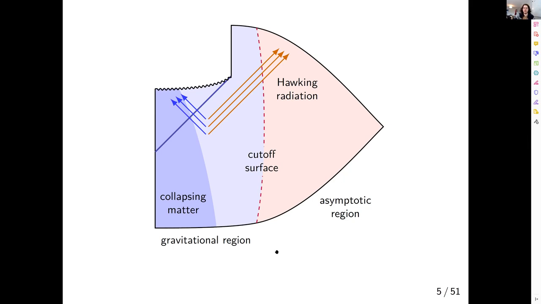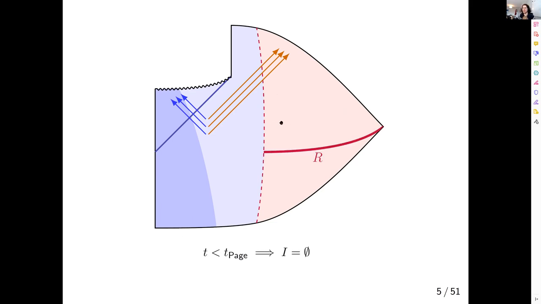So matter collapses to form a black hole, and then the black hole evaporates. And we use the island formula at a particular time by choosing a time slice R of the asymptotic region. Before the Page time, it turns out that the minimal island is actually empty. So the island formula just tells us that the entropy of the radiation is given by the bulk entropy of the region R. That's just the formula that Hawking used, so that will give us the Hawking curve.